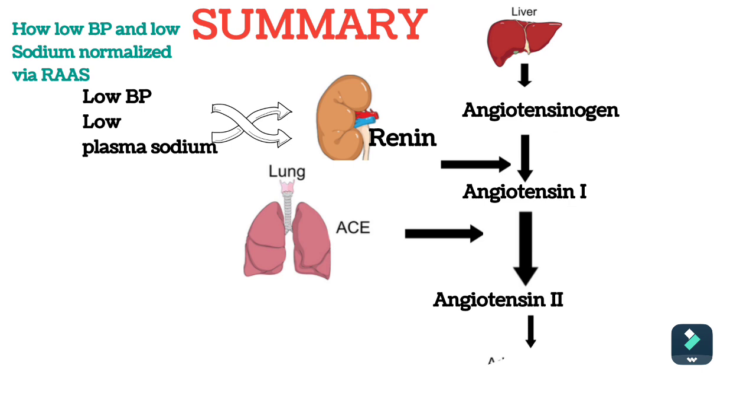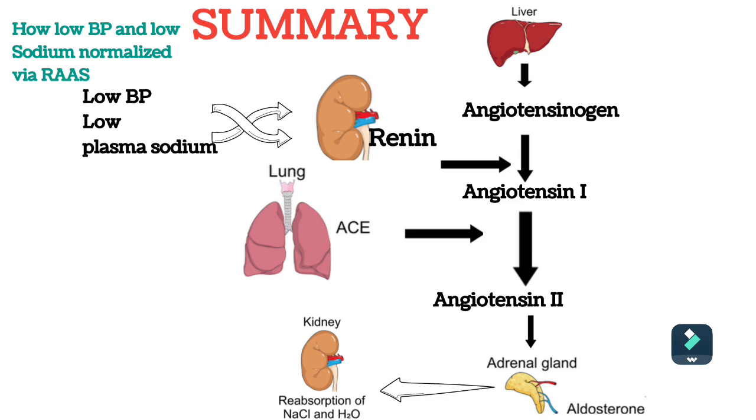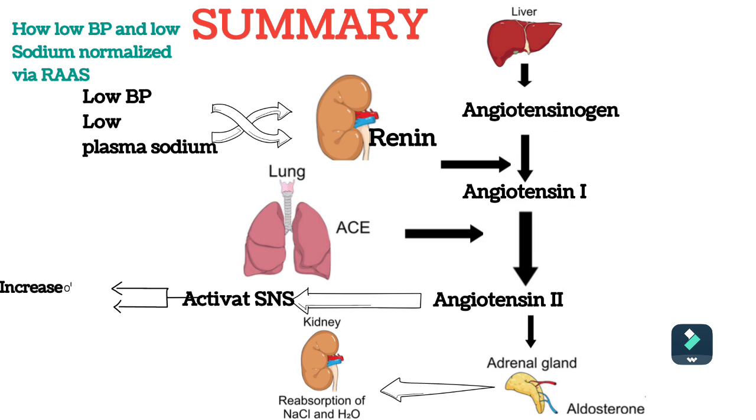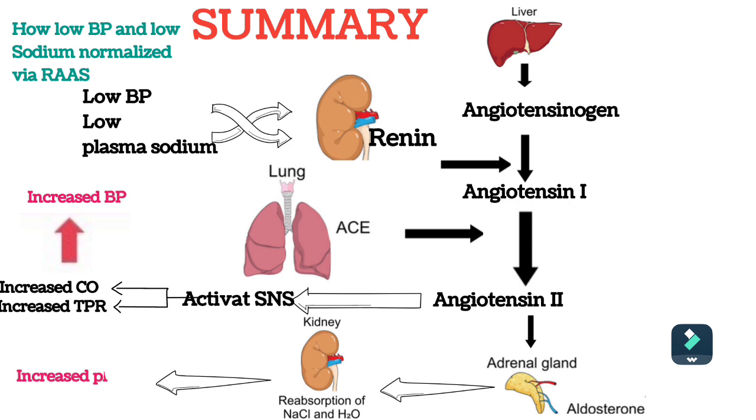Angiotensin II increases the release of aldosterone from the adrenal cortex to increase sodium and water reabsorption into the bloodstream. Additionally, angiotensin II activates the sympathetic nervous system, increasing cardiac output and total peripheral resistance, TPR, which raises blood pressure and normalizes it. The increase in sodium reabsorption raises plasma sodium levels, normalizing low sodium levels.